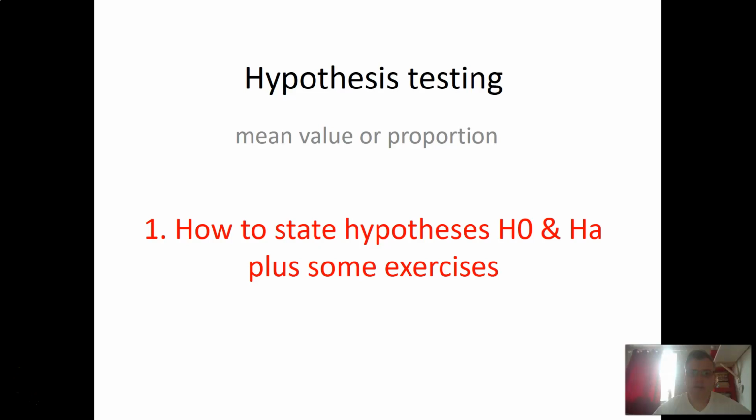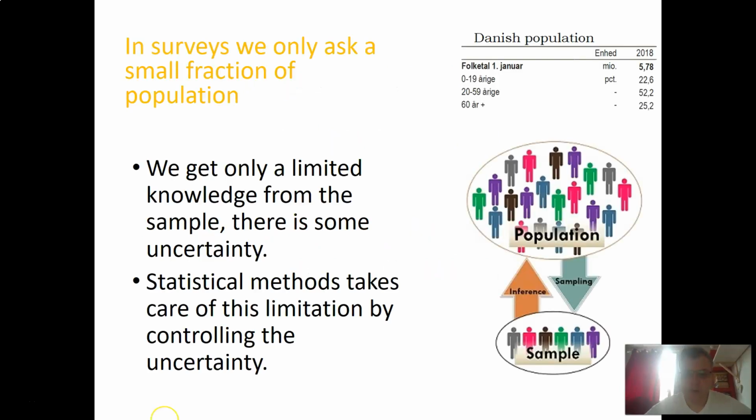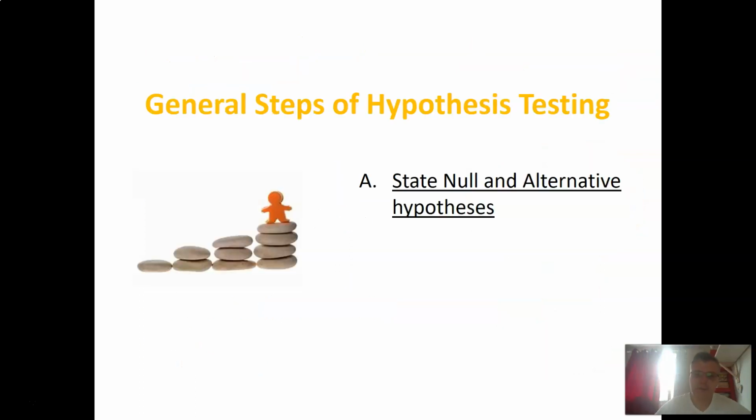The first step in every hypothesis testing is actually formulating the H0 and H-alternative hypothesis. When do you need a hypothesis test? Let's say you make a survey analysis and you collect a sample, and of course you want to say something about the whole target population, and of course there is a lot of uncertainty when you only have a sample, which is a small fraction of the whole population. So a hypothesis test is actually taking care of this uncertainty.